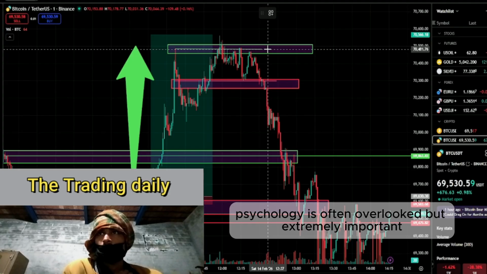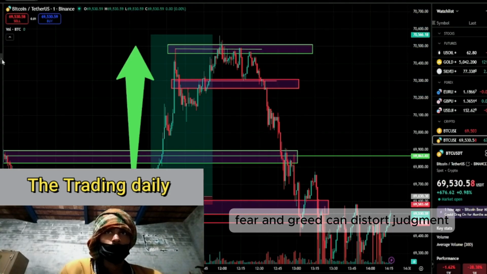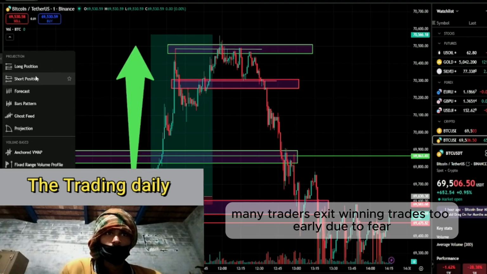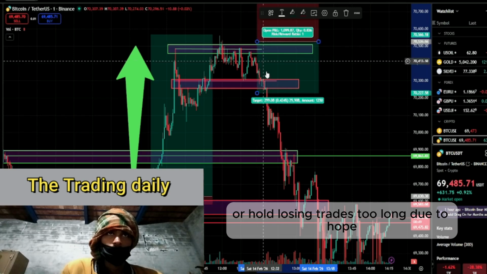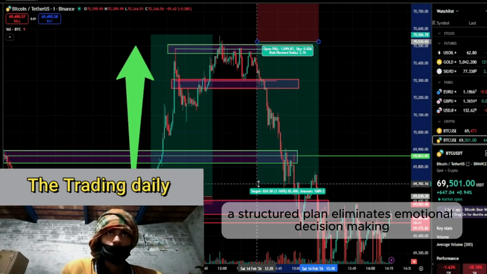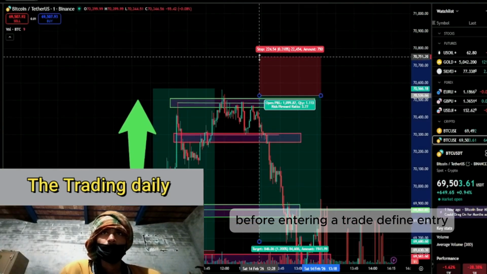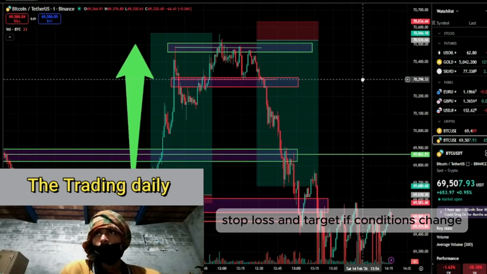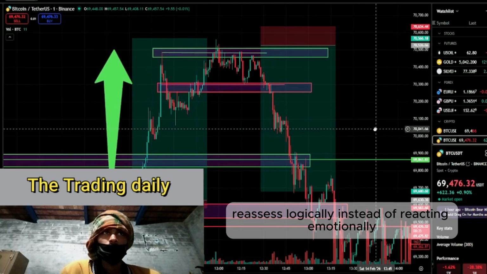Psychology is often overlooked but extremely important. Fear and greed can distort judgment. Many traders exit winning trades too early due to fear or hold losing trades too long due to hope. A structured plan eliminates emotional decision-making. Before entering a trade, define entry, stop-loss, and target. If conditions change, reassess logically instead of reacting emotionally.